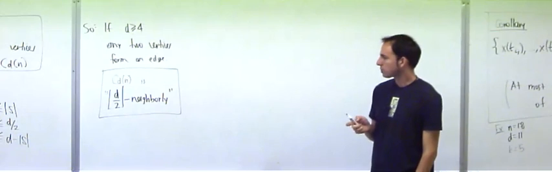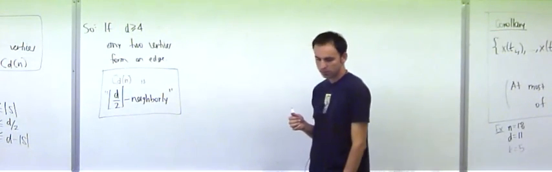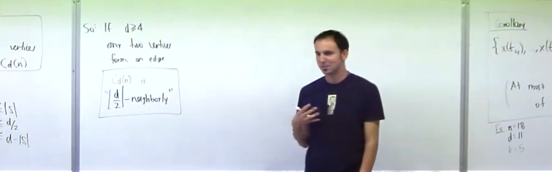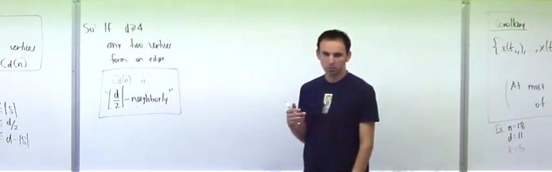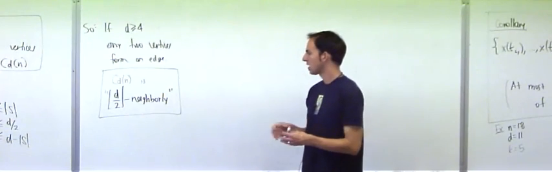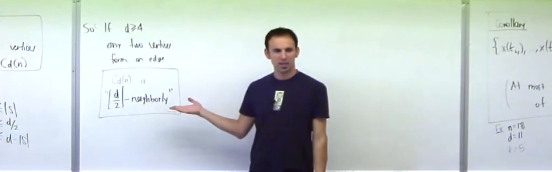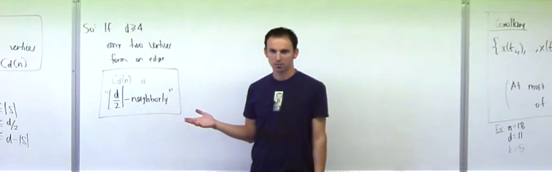Now, this tells us that we need to rethink a lot of things. And for example, one kind of natural question is, okay, well, how neighborly can you be then? Right?